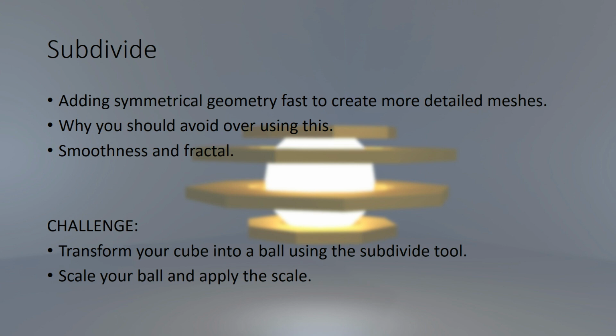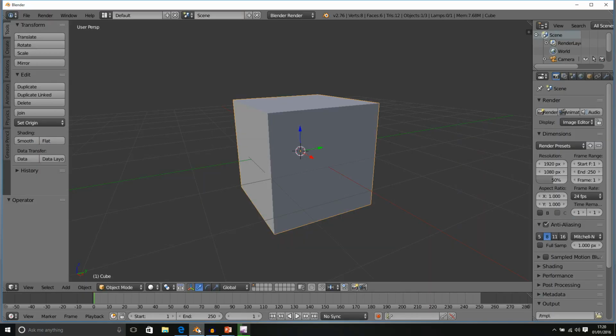In this lecture, I'm going to teach you how to subdivide your mesh. We're going to be adding geometry fast so that we can create more detailed meshes very quickly. We're going to go over why you should avoid overusing this tool, and we're also going to introduce smoothness and fractal. So let's log in to Blender.